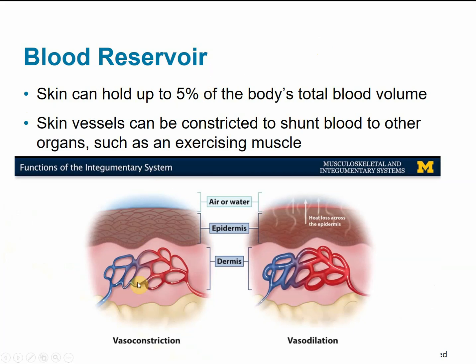So all of the blood vessels in the dermis are able to constrict or dilate to kind of control blood flow to different tissues. For instance, during exercise, the blood vessels in the skin may constrict, so we prioritize that blood circulation to the exercising muscle that currently has a higher oxygen demand. We can also dilate the blood vessels in the dermis to assist with heat loss.